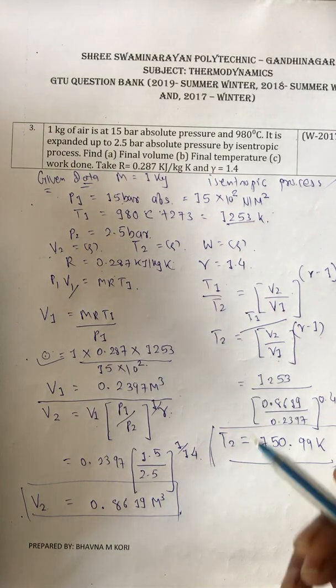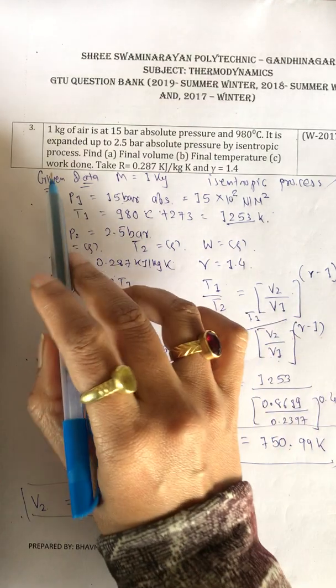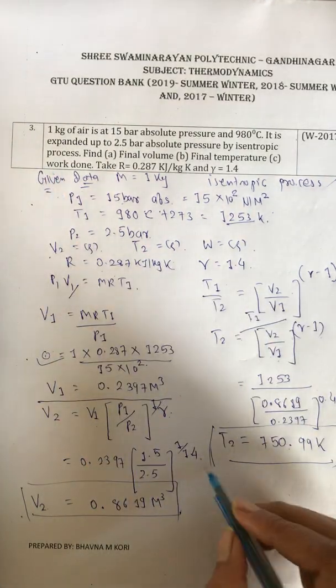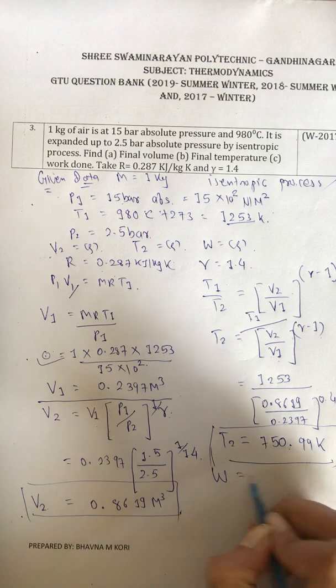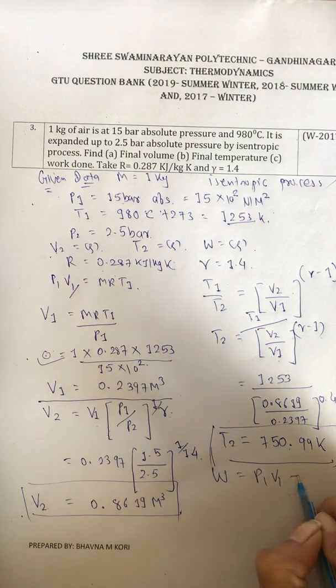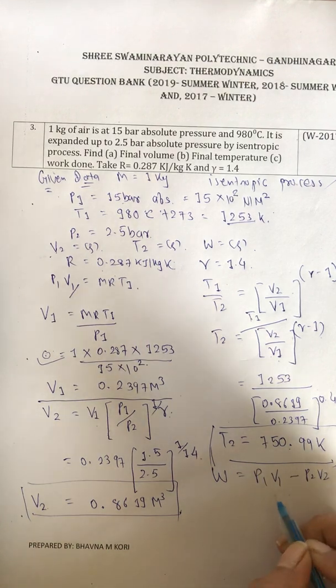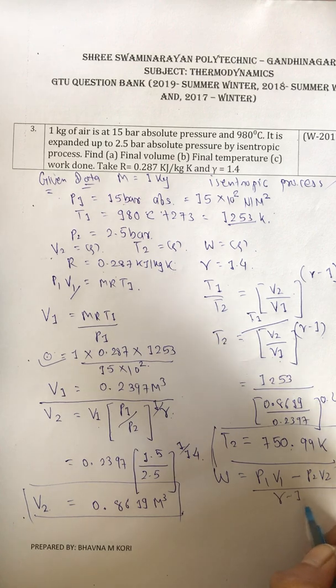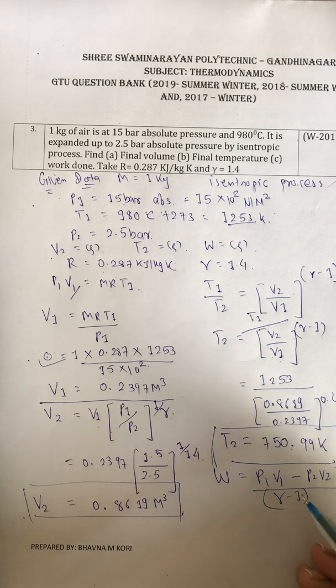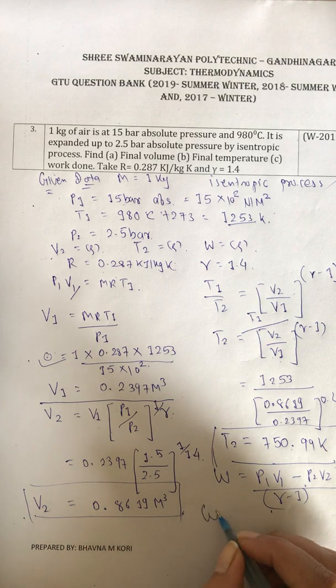And now the last thing you have to find is the work done. What is the formula of work done? W is equal to P1 V1 minus P2 V2 by gamma minus 1. You have all these values from this equation. Put all the values in this equation and you will find the work done.